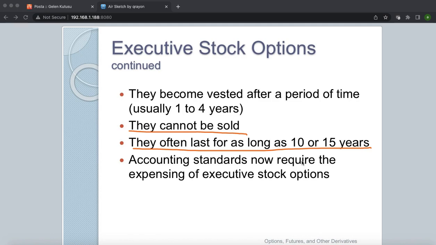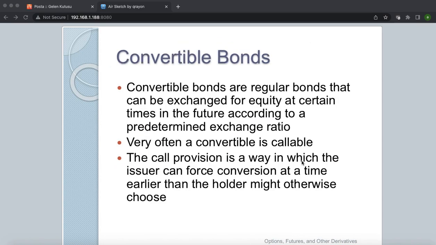Now, accounting standards require the expensing of executive stock options. Accounting standards, of course, depend on the country, so we shouldn't generalize this globally, but in various markets this is true.